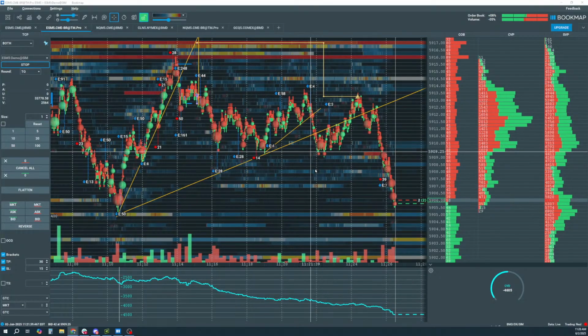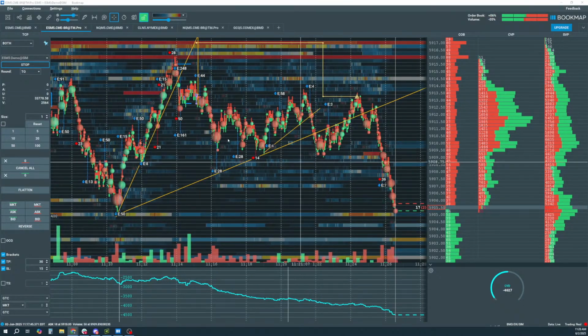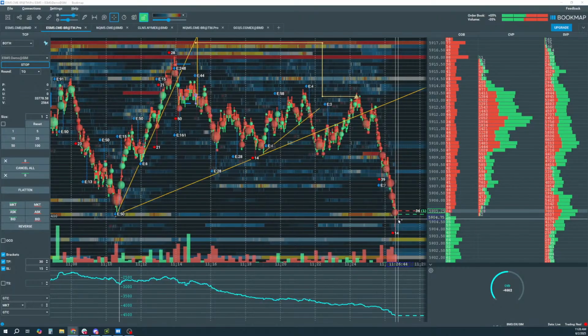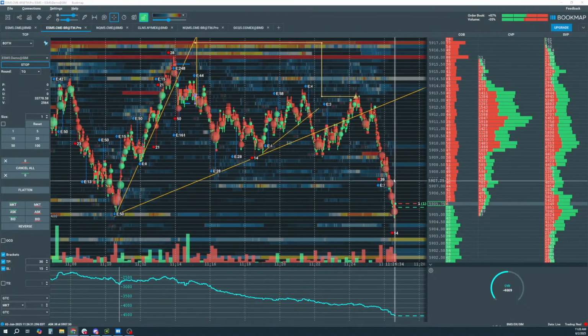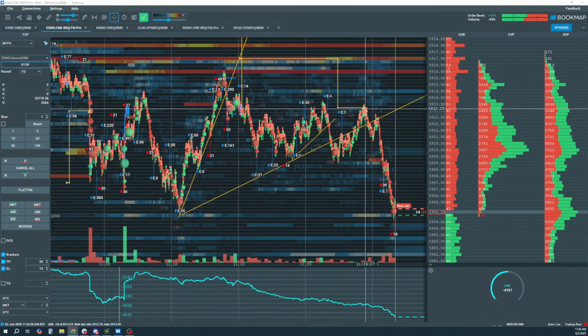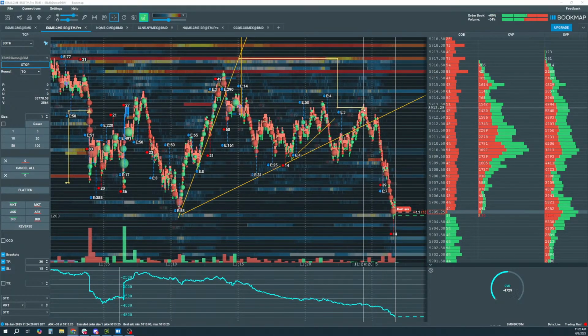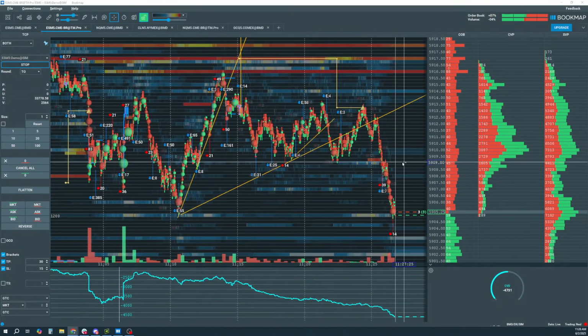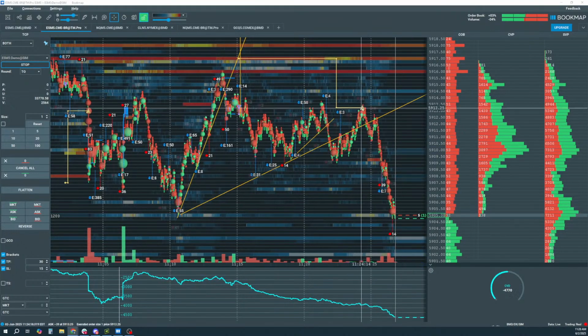Okay. So now look at it work out beautifully. This is the move we were looking for earlier. Okay. Now it's picture perfect. Okay. So yeah, we got shaken out of this trade. And it did exactly what we thought it was going to do.